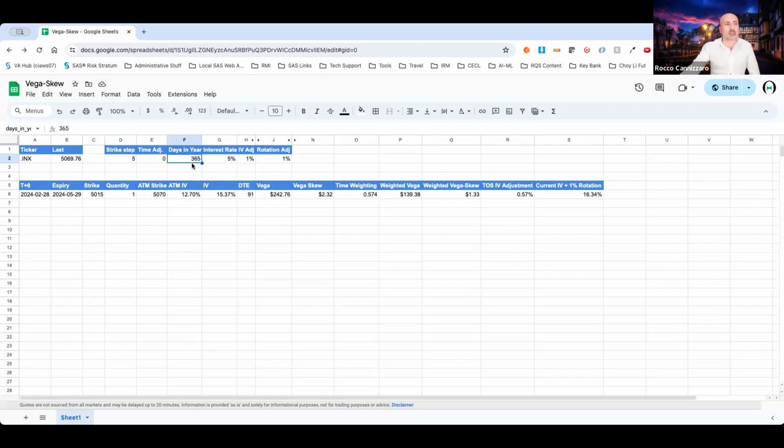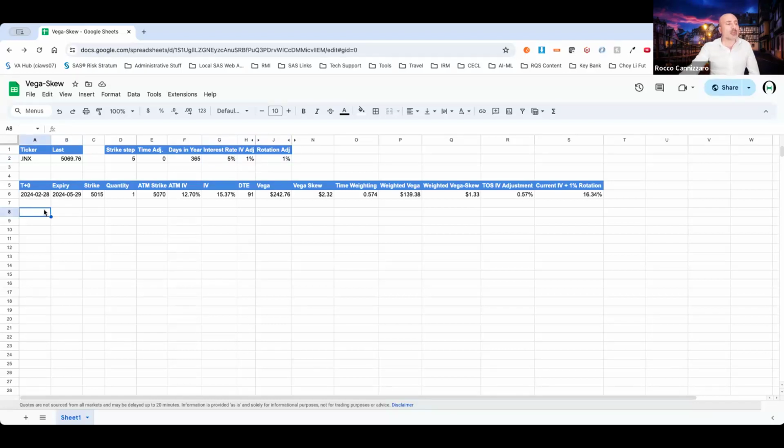This is just to measure how many days are in a year. This is used to calculate the maturity in terms of years. You can adjust this depending on whether you want to use 365 days or 220 business days, up to you. Here you specify your interest rate, and we'll talk about this too in a second.